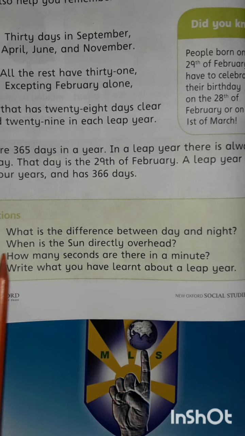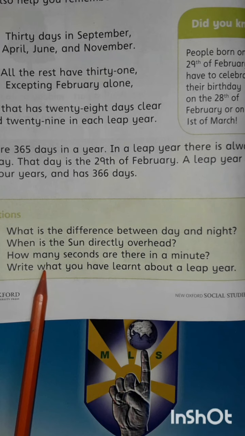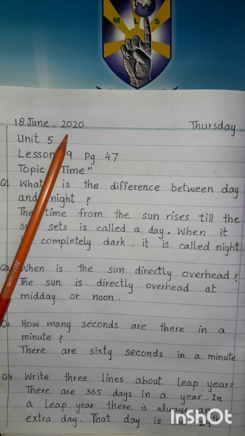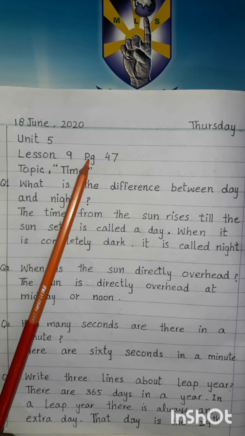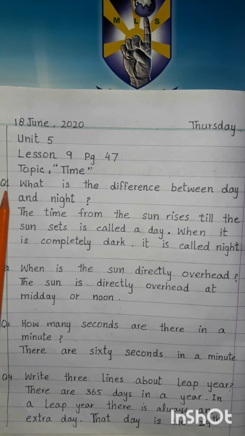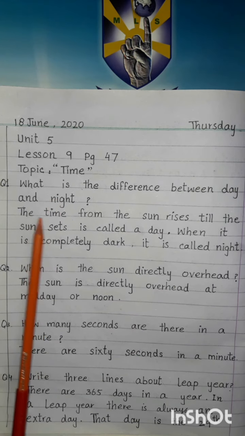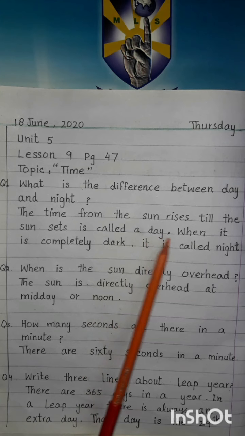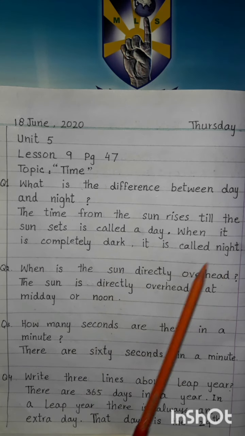Questions. We had discussed these questions earlier. Now, it's time to do that on our notebook. 18th June 2020, Thursday. Unit 5, Lesson 9, page 47. Topic: Time. Question 1. What is the difference between day and night? The time from the sun rises till the sun sets is called a day. When it is completely dark, it is called night.